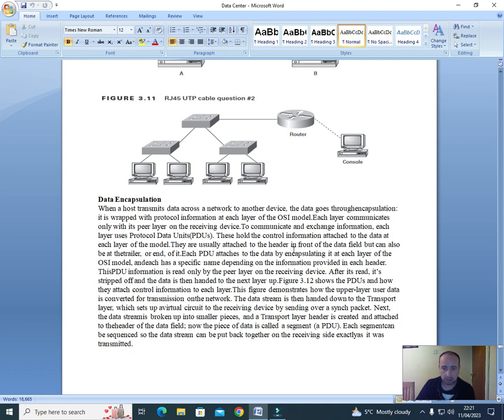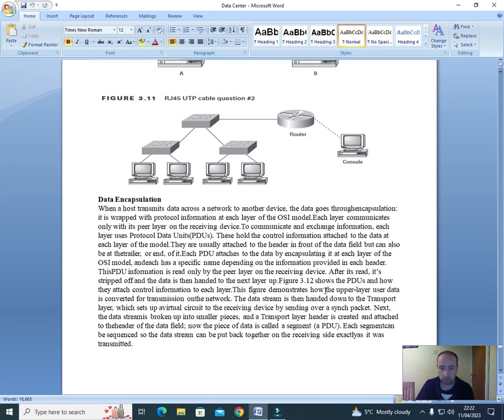They are usually attached to the header in front of the data field, but can also be the trailer or end of it. Each PDU attaches to the data by encapsulating it at each data layer of the OSI model, and each has a specific name depending on the information provided in each header. This PDU information is read only by the peer layer on the receiving device. After it's read, it's stripped off and data is then handed to the next layer up.